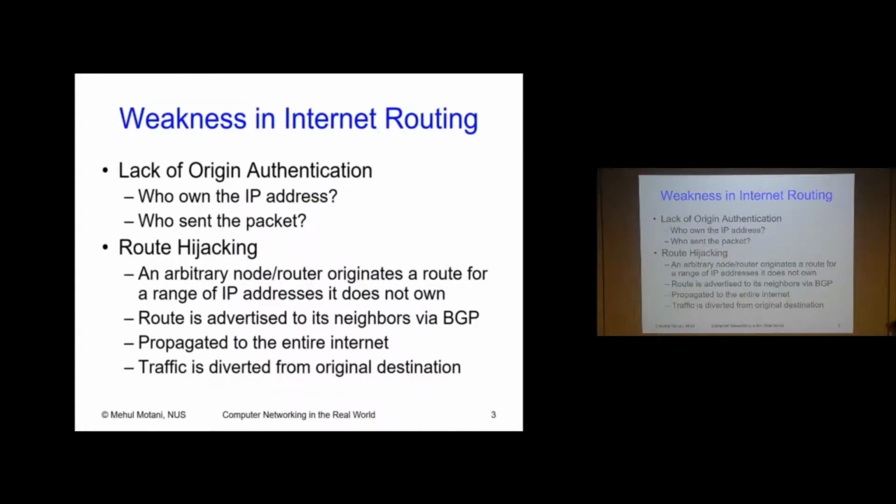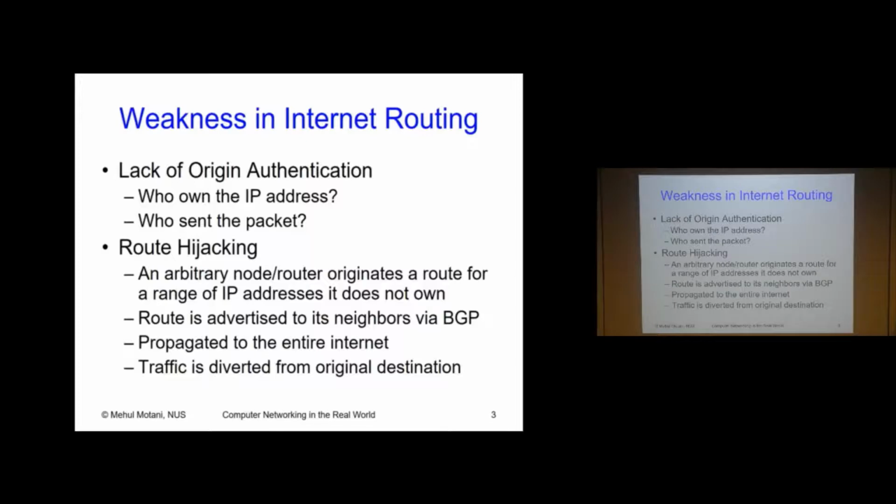All right, so it starts off with this idea of origin authentication and the lack of it in internet routing. Meaning, if I send you a packet, you know it's from me. But am I who I say I am? That's the core problem. You don't know that I am who I say I am. This enables something called route hijacking, where an arbitrary node or router can originate as the source of a range of IP addresses. If this fraudulent claim, that I am, for example, Google, or YouTube, can get spread, then the entire world will think I am YouTube, or Google, or Facebook, and then traffic will be diverted.